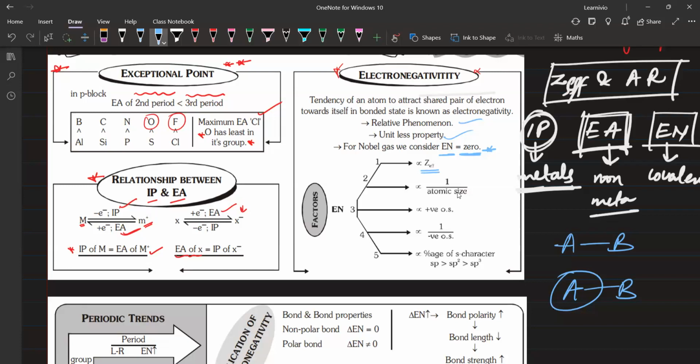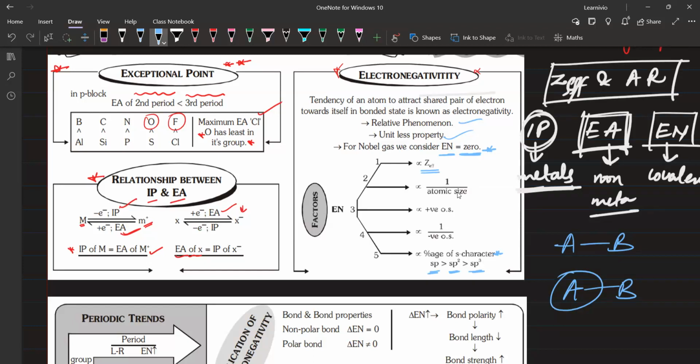And the percentage S character also determines the electronegativity. sp will have the maximum, then sp2 and then sp3. This is because in sp the percentage S character is 50%, and S is very near to the nucleus.